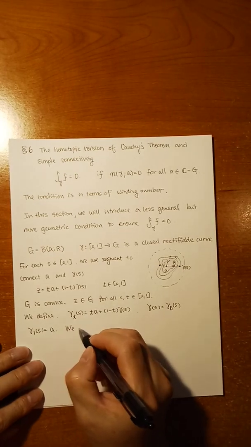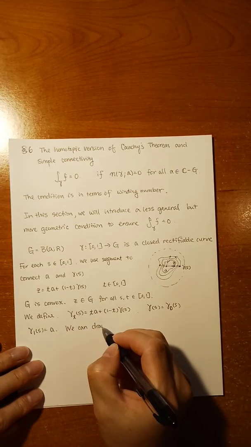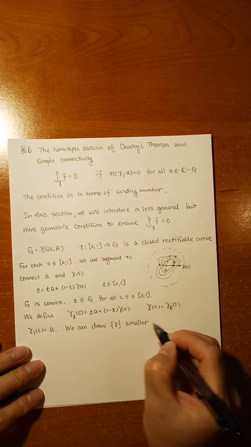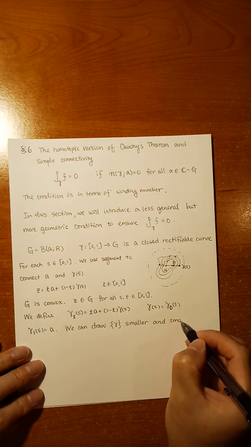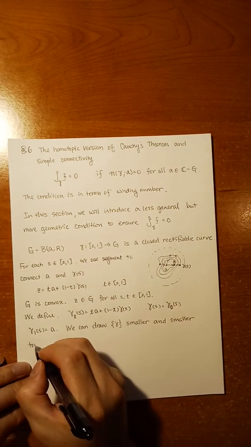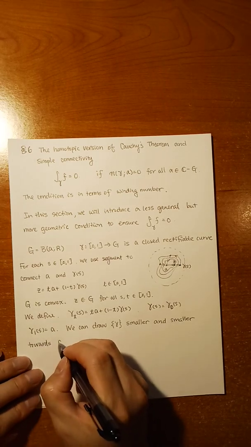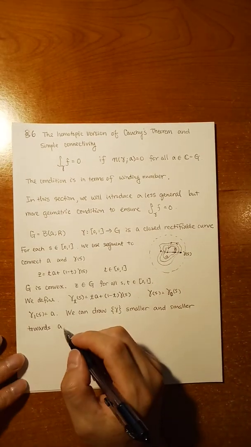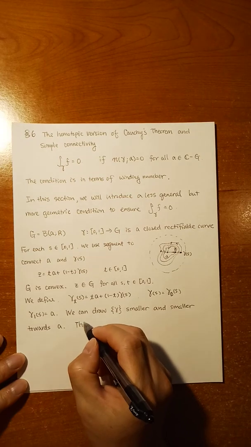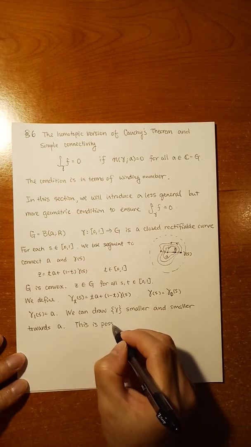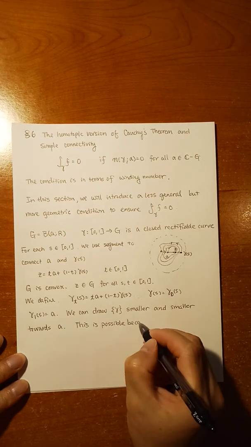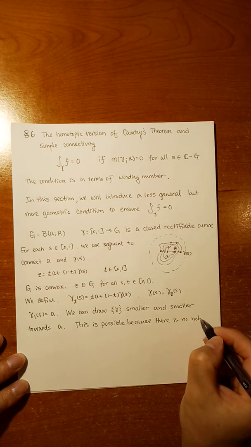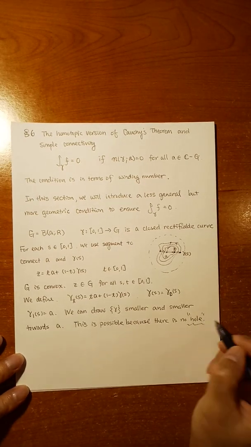So we can draw this trace of gamma smaller and smaller towards the point A. Every time you shrink it a little bit. And this is possible because there is no hole. So this is a nice idea from topology.